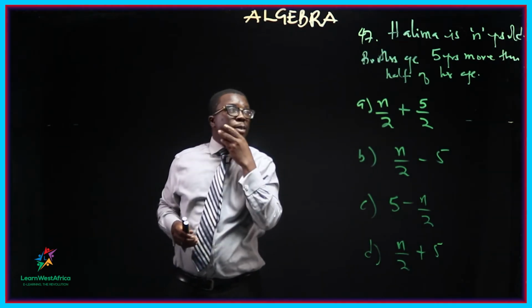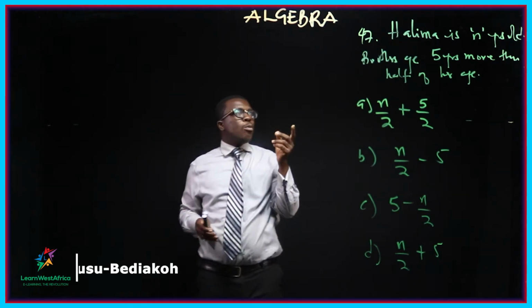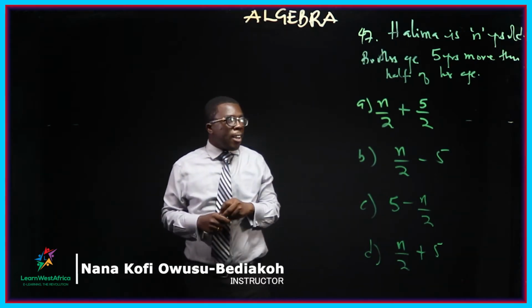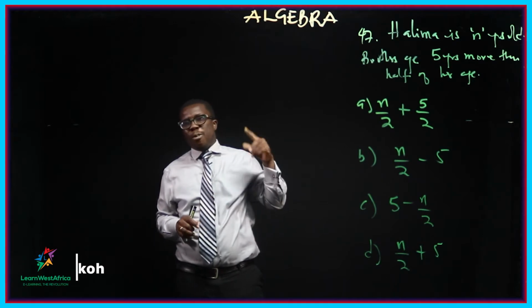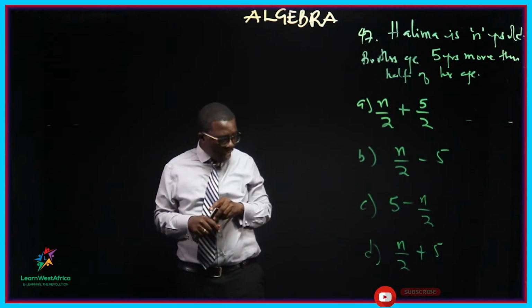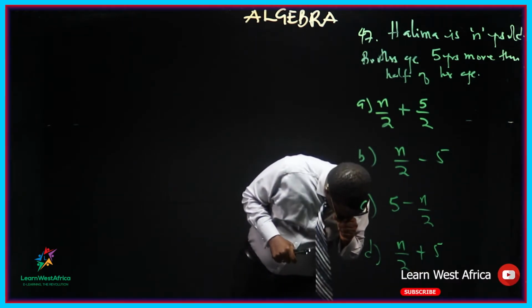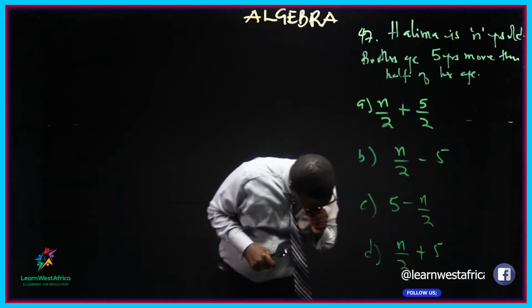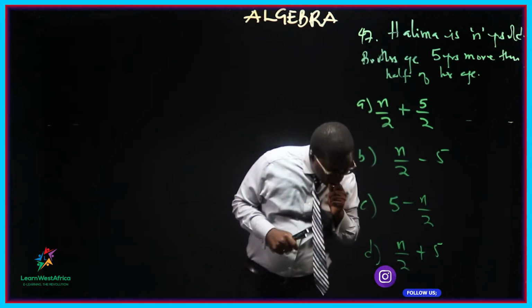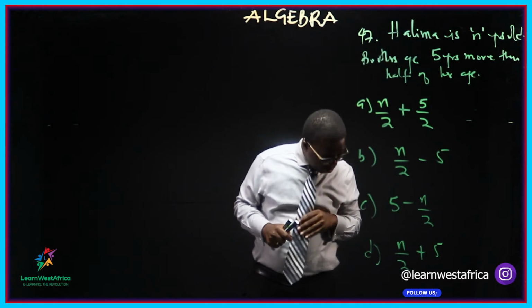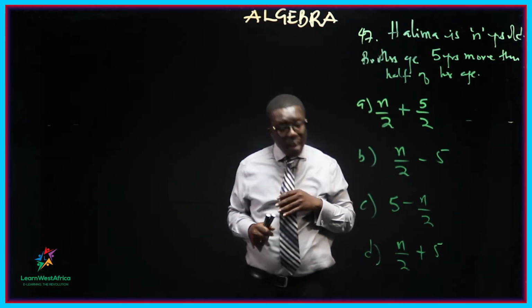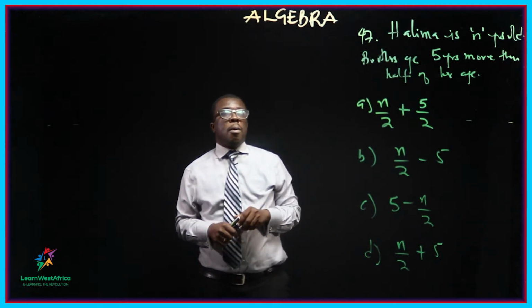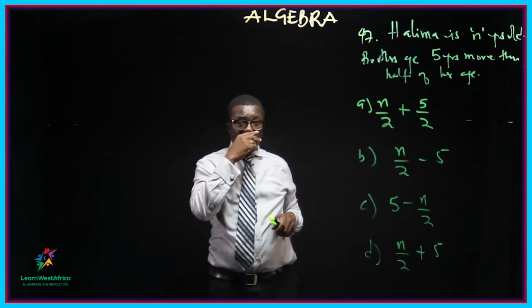Question 47. Halima is n years old. Her brother's age is 5 years more than half of her age. In the problem, we want to find how old the brother is. How old is her brother?